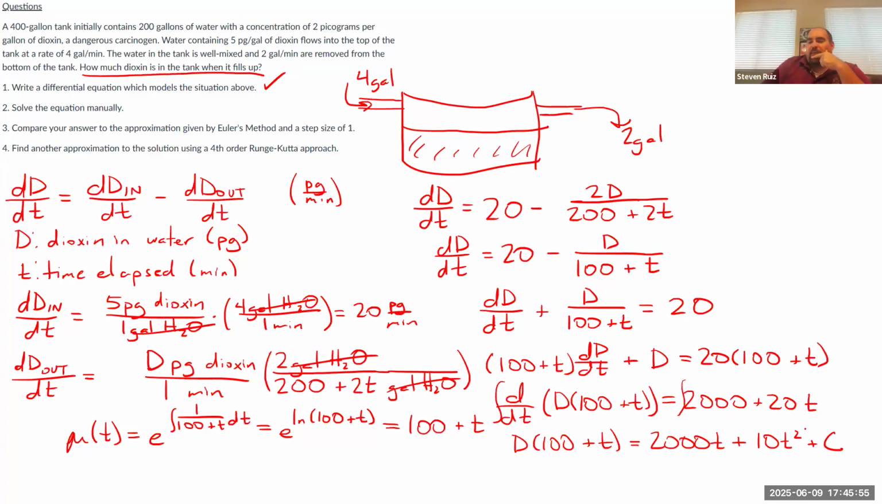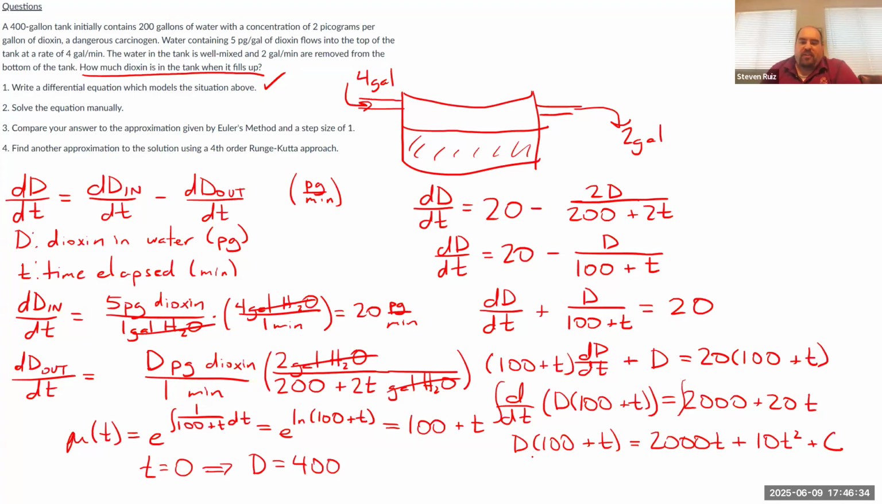Do I have the means to figure out what that constant is? Hopefully. All right, so do I have an initial value? A 400-gallon tank initially contains 200 gallons of water with a concentration of 2 picograms per gallon of dioxin. Okay, so I have the means to get it. So I know at time 0, then dioxin is equal to, it's not 2, it is 2 picograms per gallon times 200 gallons of water, so 400.